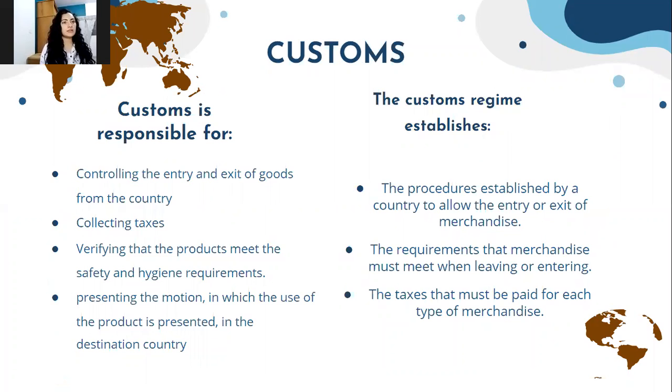In customs, the customs authority is responsible for controlling and verifying that each product complies with the safety and hygiene requirements established for the entry and exit of the country. Also, it is in charge of collecting the taxes. When the merchandise arrives at customs, a document called an entry request must be presented. This document specifies the use to which the merchandise will be put in the country of destination. In our case, it is the finished product to be sold. A customs regime establishes the formalities required by a country to allow the entry or exit of merchandise, the taxes that must be paid, and the requirements that goods must meet when leaving.